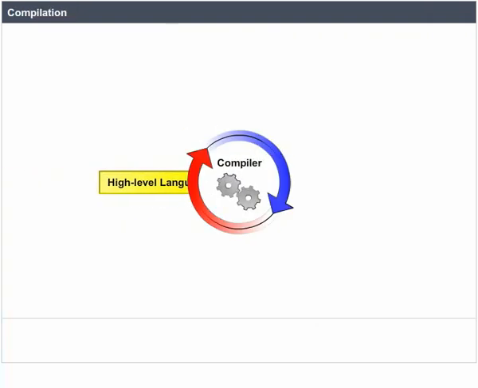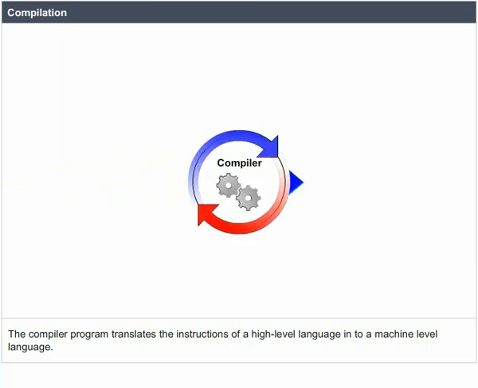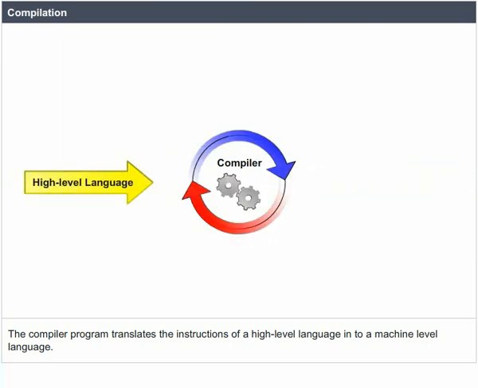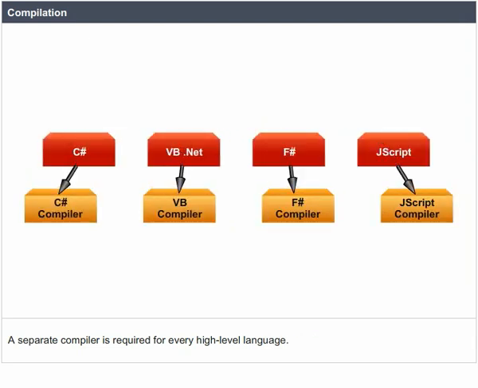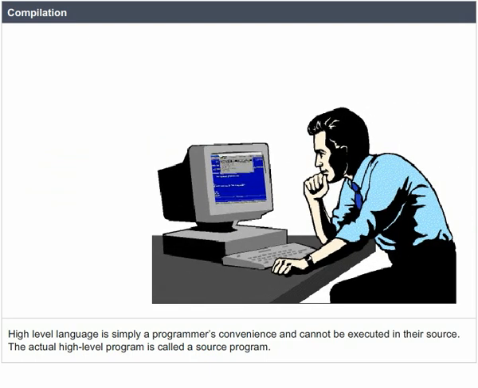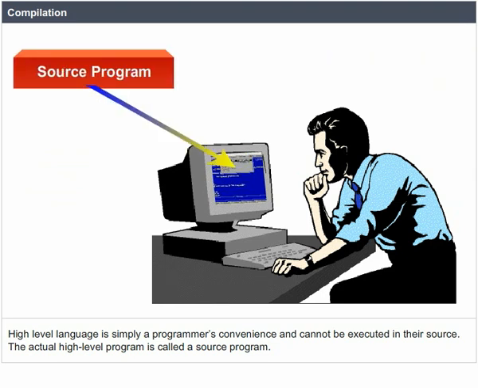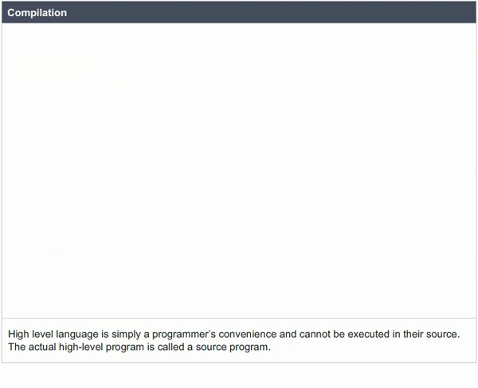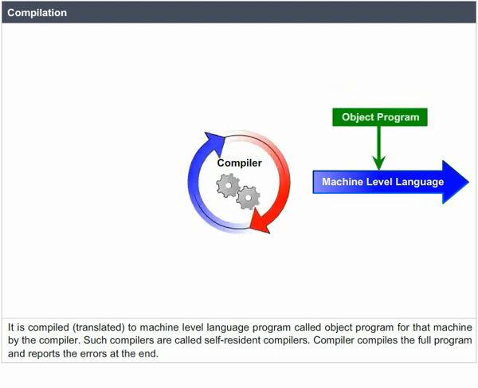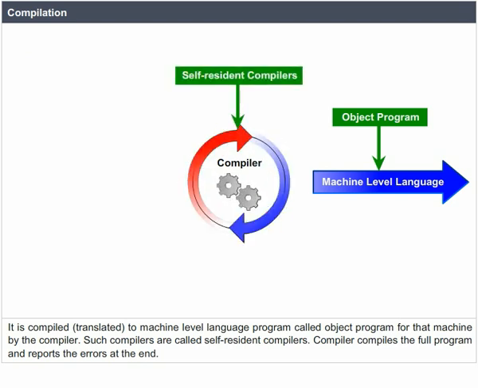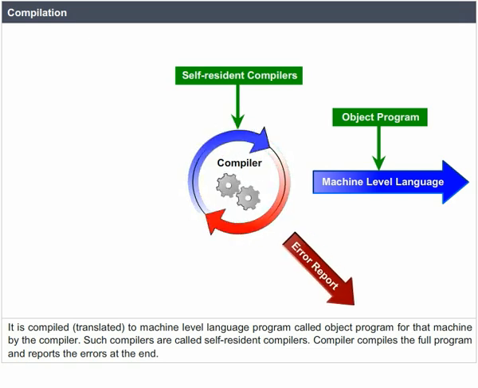Compilation. The compiler program translates the instructions of a high-level language into a machine-level language. A separate compiler is required for every high-level language. High-level language is simply a programmer's convenience and cannot be executed in its source form. The actual high-level program is called a source program. It is translated by the compiler to a machine-level language program called the object program for that machine. Such compilers are called self-resident compilers. The compiler compiles the full program and reports the errors at the end.